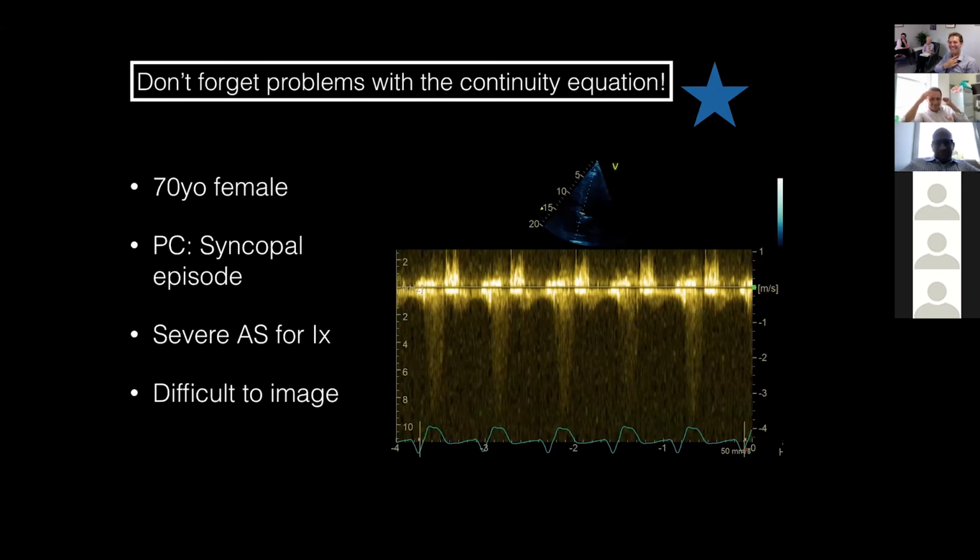Yeah, no problem. A 70-year-old female. She's got a picture that looks like this on a continuous wave Doppler. She's got syncopal episodes, and you're doing this echo query severe aortic stenosis. She's got a good ejection systolic murmur, and you've got a Doppler profile that looks like this. So what do you think of the Doppler profile, first of all?